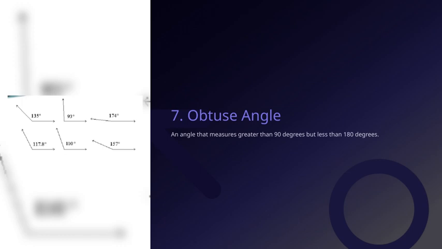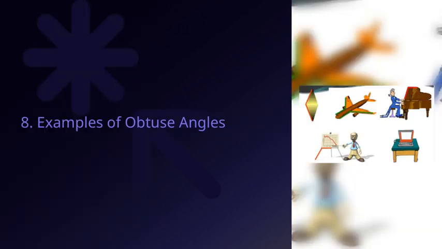So, keeping in mind that an obtuse angle is between 90 and 180 degrees really expands our understanding of how angles work. Let's look at some examples of obtuse angles. These are angles that are greater than 90 degrees, but less than 180 degrees. You can see here that they look wider than right angles.